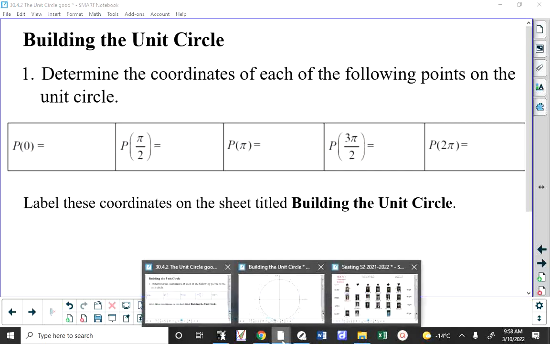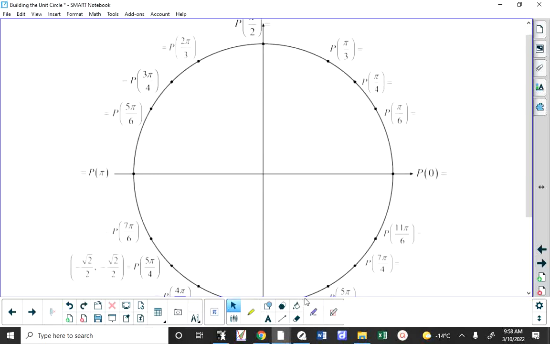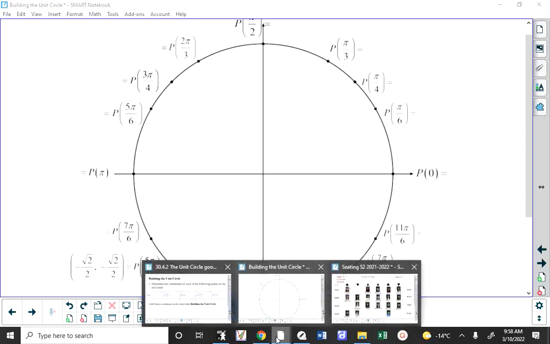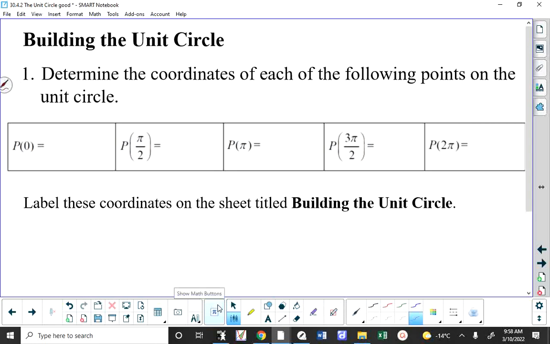If we take a look at your unit circle, if I say what is P of 0, I want to know the x and y coordinates at that point. But the radius of this circle is 1. So the x coordinate here has to be 1, because the distance from the center of the circle to that point is 1. The y coordinate, of course, at 0 degrees is 0, because at 0 degrees the point lies on the x axis.